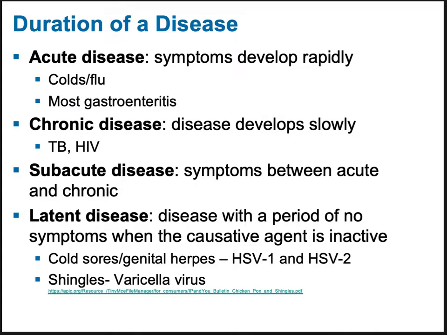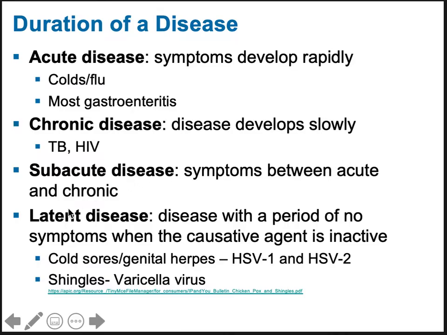Duration of disease: a sudden, rapid onset that lasts only a few weeks is considered acute. This could be your cold and flu or gastroenteritis. But if it develops slowly or lingers for a long time, then it's chronic. Examples of chronic diseases would be tuberculosis or HIV. Something in between is subacute, right? It's not really chronic, but it's lasting longer than a normal acute infection.